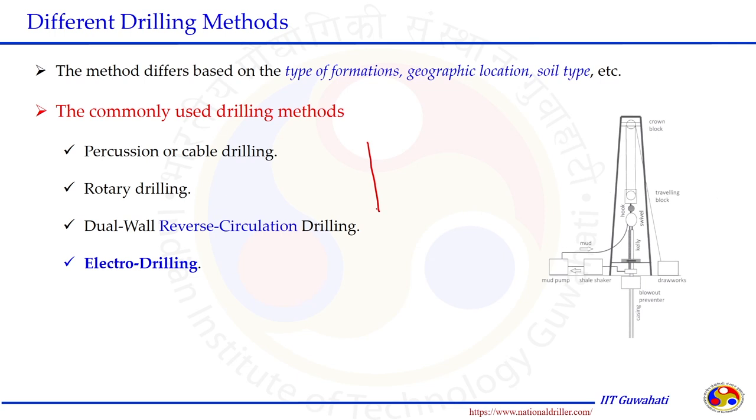Initially, when drilling started, it was percussion or cable drilling, then a rotary component was added, and then more features were added to get the third type of drilling method. Most of the drilling processes nowadays are done with electro drilling. Even for small applications like water drilling, we are using the electro drilling system.